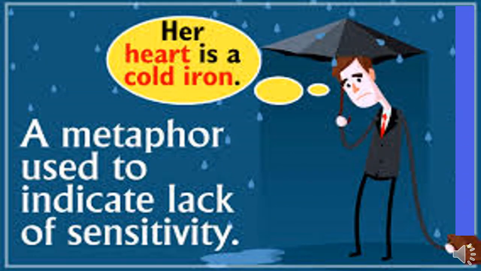Our next example is, her heart is a cold iron. Cold iron as a metaphor is used to indicate lack of sensitivity, that means it's hard and cold. We can automatically assume that she is not accepting his forgiveness because she isn't very forgiving. So here we can see that we have used two unlikely things. The first one is heart, and we know that it's an organ, and the other one is cold iron.